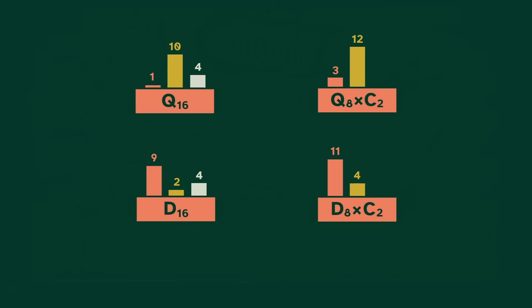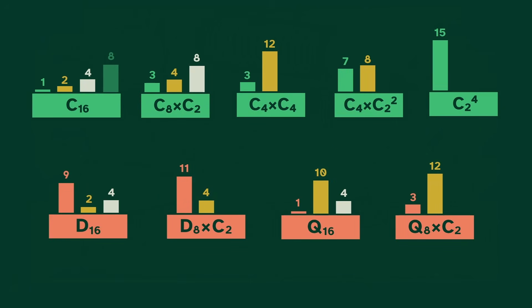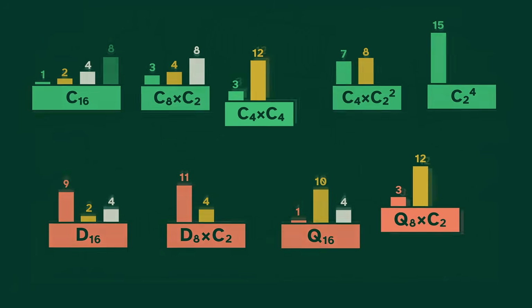Can we see the charts for the abelian groups? Yeah, here they are. Whoa, what's up with C2 to the 4? Yeah, each coordinate is a 2 cycle, so there can't be any elements with order more than 2. On the other end of the spectrum, C16 has an extra bar. It's the only group with an order 16 element.